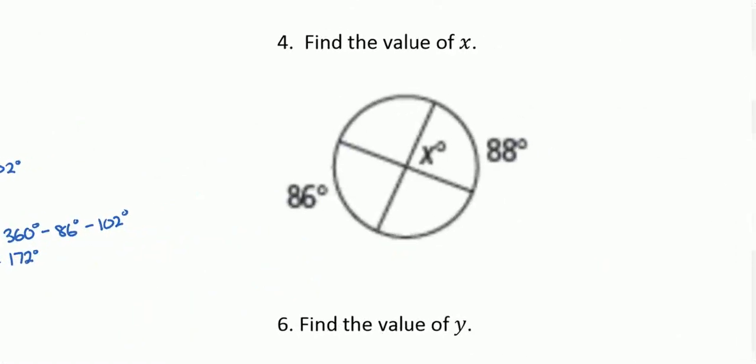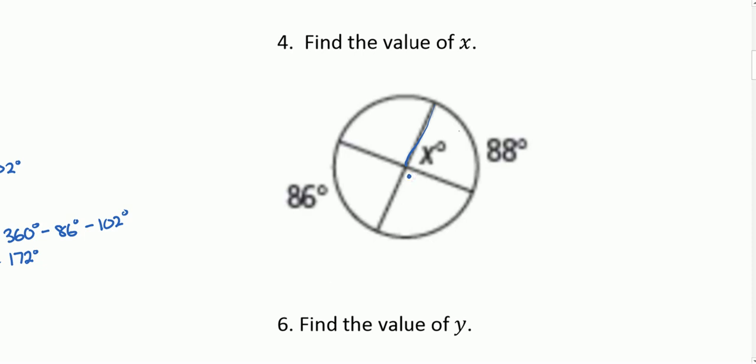Number 4, we're looking for the value of x, which is the angle here. We have two chords here in the circle, and they're not necessarily intersecting at the center of the circle. So be careful here. There's nothing here that indicates that we're looking at a radius or anything of the sort. The center may be somewhere else.